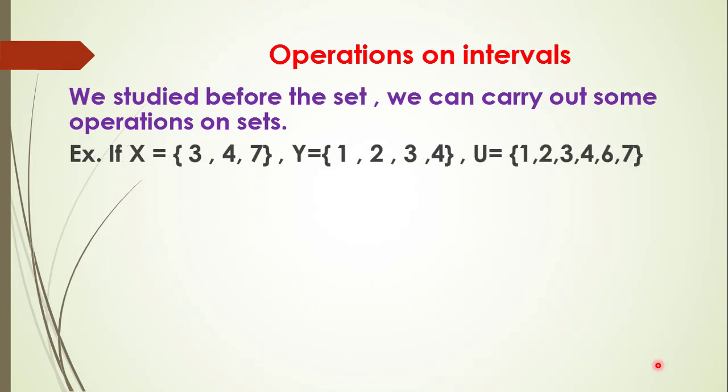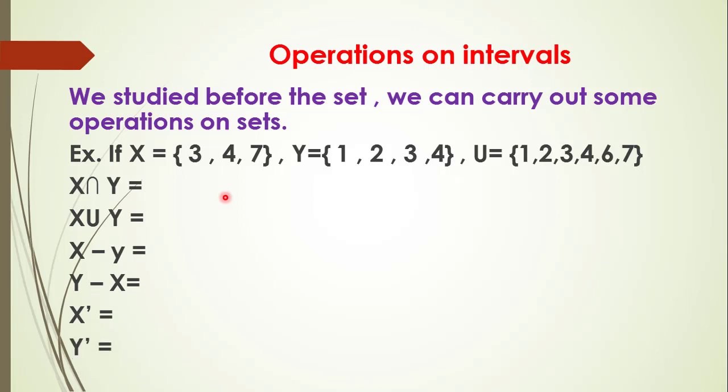For example, if we have three sets, x, y, and the universal set, x consists of 3, 4, and 7, y consists of 1, 2, 3, and 4, and the universal set is 1, 2, 3, 4, 6, and 7. I want to determine x intersect y, x union y, x difference y, and y difference x, also x dash and y dash. Let's begin with the intersect.